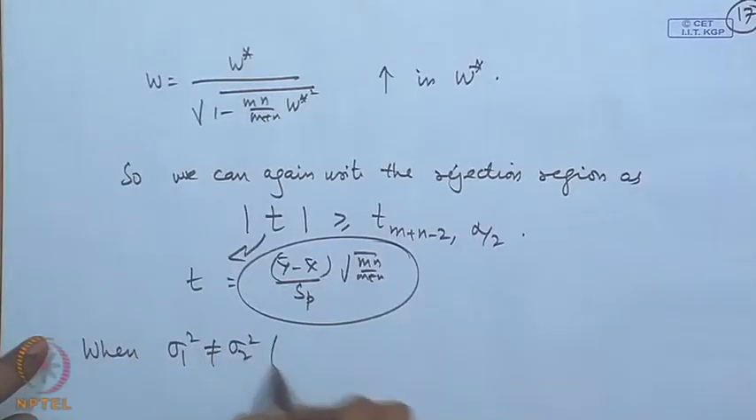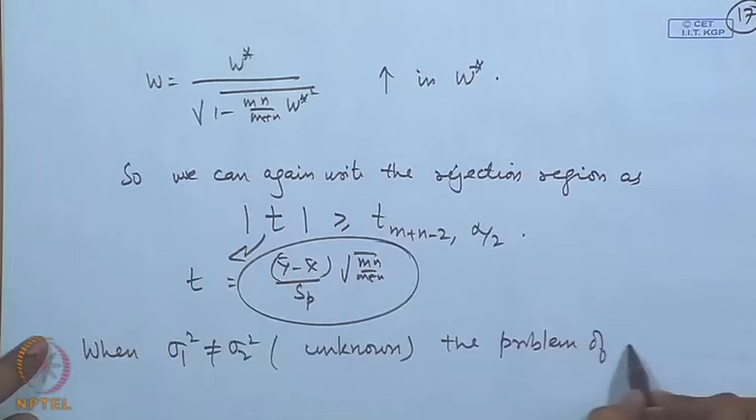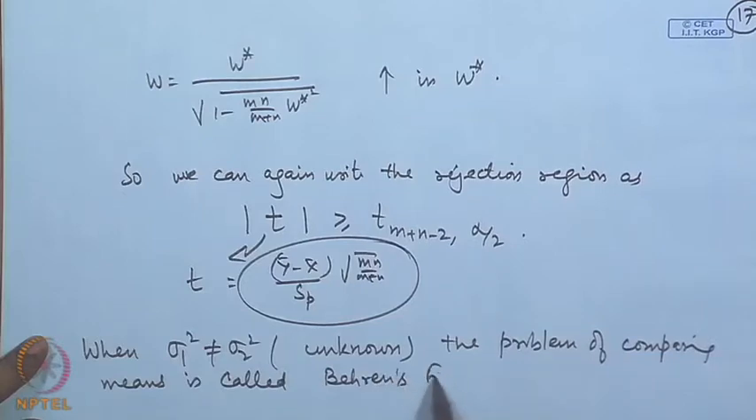So, when sigma1 squared is not equal to sigma2 squared, that is unknown, the problem of comparing means is called the Behrens-Fisher problem. In fact, it can be shown that there is no exact UMP unbiased test for this problem. Approximate tests are available, where approximately a t distribution is used, which are provided by Smith, Satterthwaite and Welch, etc. We are not discussing it here, because in this particular course, I have given you the derivations of the exact tests.